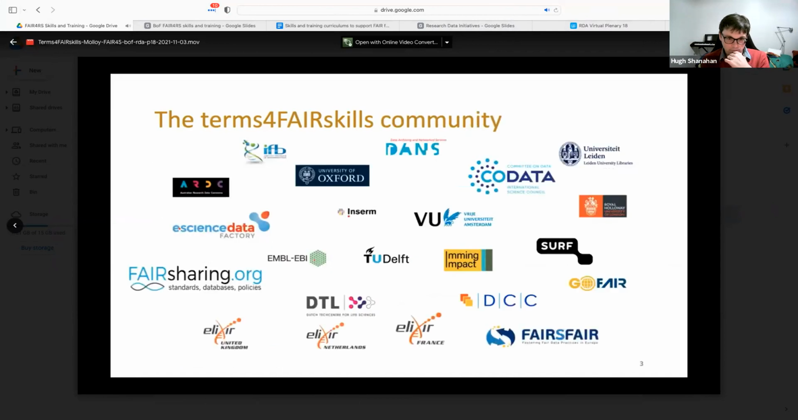And the Terms for Fair Skills terminology draws on the expertise of a wide range of project partners, and you can see those on the slide here. They've been giving their time and expertise, and we, of course, are always happy to hear from anybody who'd like to get involved or who would like to carry out a use case with the terminology. And we've been thinking together about the need for this terminology and working to make it a reality since about January 2019, so quite some time.